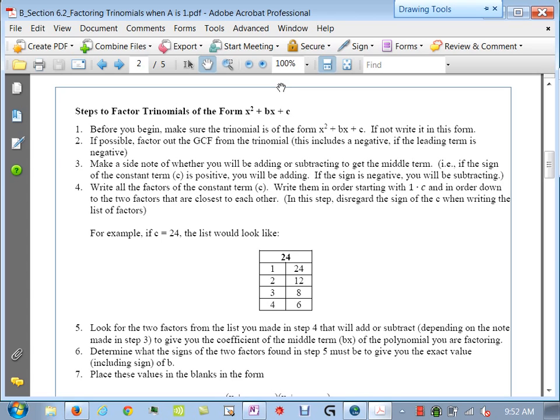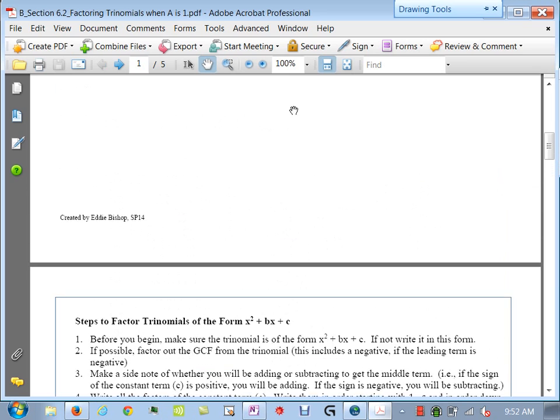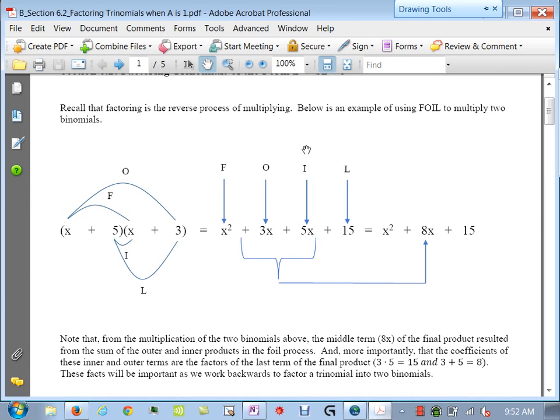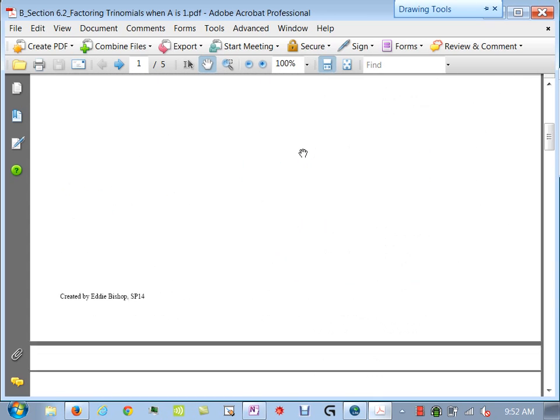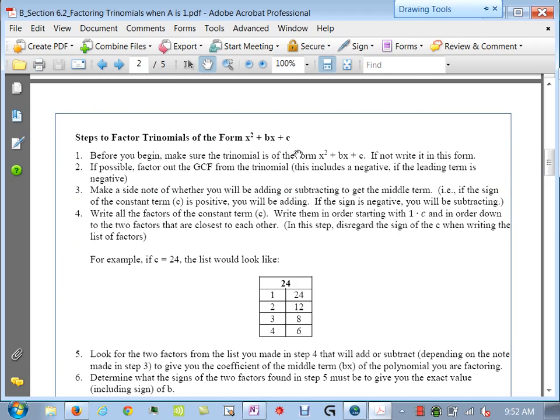Okay, so you remember how I said that we had that 8x up there? And I said, how many different ways could we get 8x? We could do 3x and 5x, or 4x and 4x, or we could have done 10x minus 2x. We're either going to be adding two things together to get 8x, or we'll be subtracting two things. And this step that I'm talking about here is how we determine what it is, okay? So make a side note of whether you'll be adding or subtracting to get the middle term.